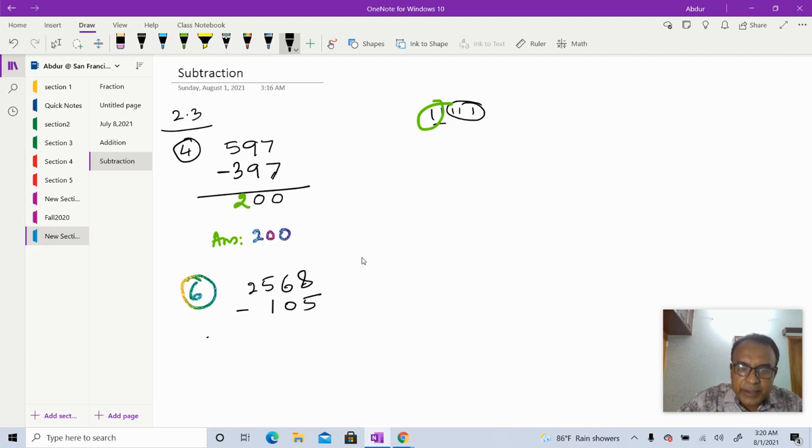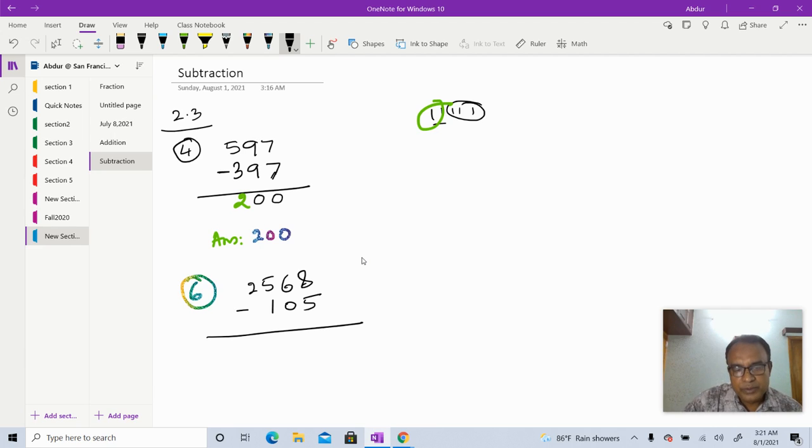Remember that when you do this subtraction, or even addition, when you write the numbers one after another, you have to start from the right side and match the numbers. So we have 2568, and then you have 105. 105 is three digits, so you start from the right side: 501, like this. You put one below another: below 8 you put 5, below 6 you put 0, below 5 you put 1. That way you will not make mistakes when you do the subtraction.